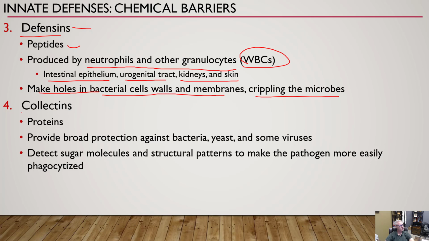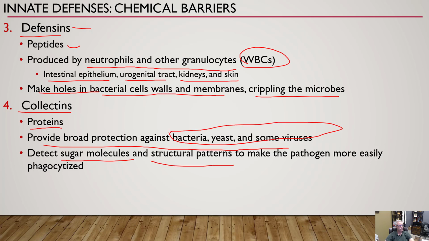We also have collectins. They're just proteins, and they provide broad protection against some yeast and some viruses. What collectins do is they find the sugar molecules for all of these things, and they also look at structural patterns of these things to help identify the pathogen and make it easily phagocytized.